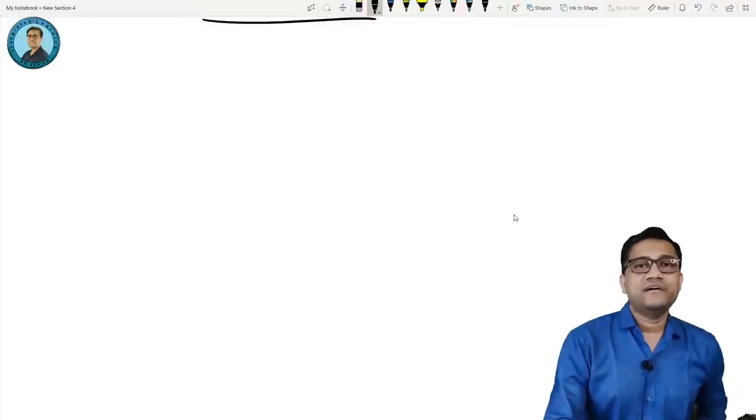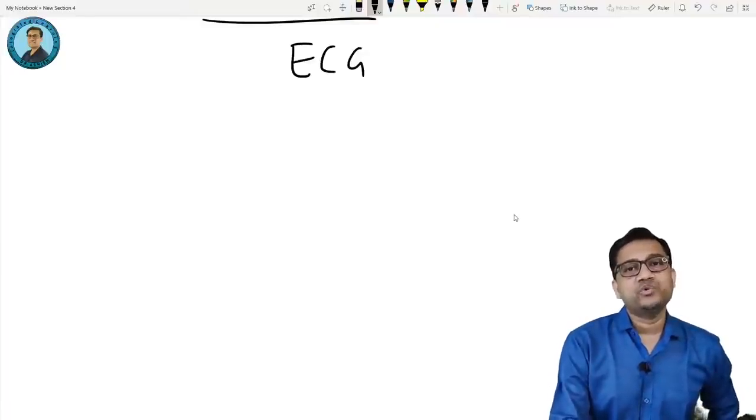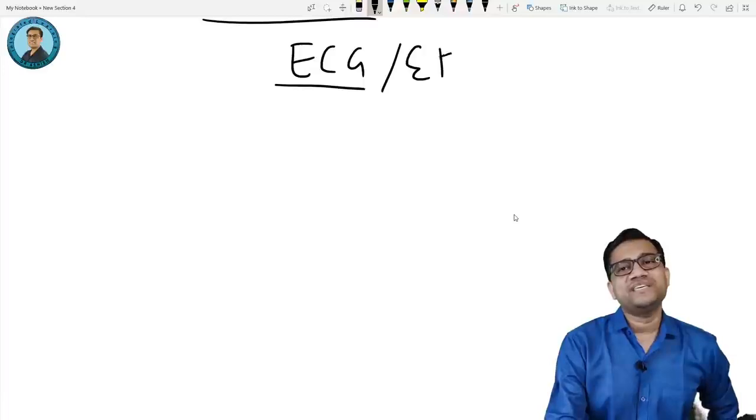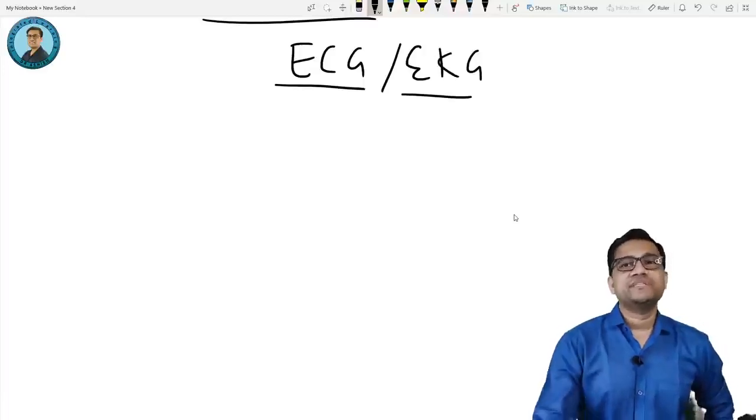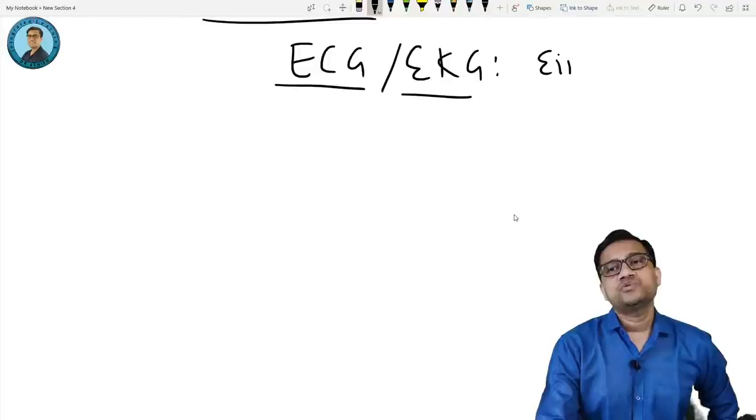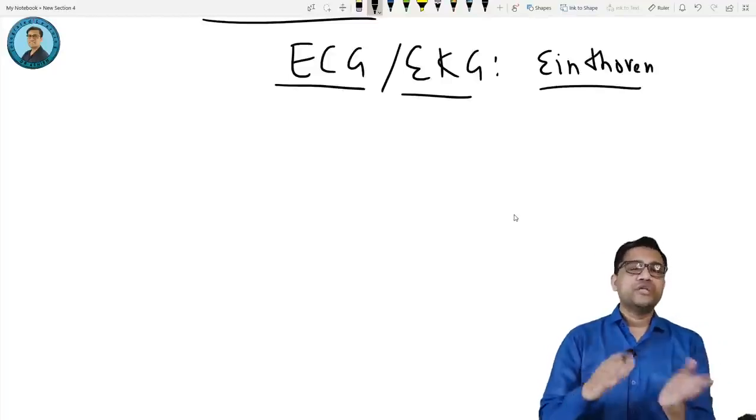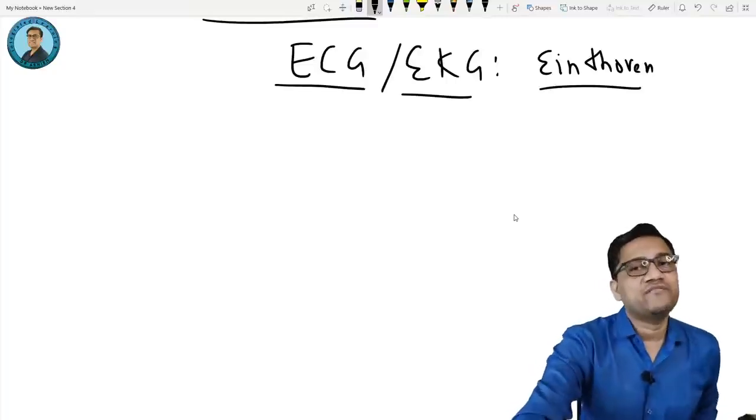So first, in the ECG, what do you do? Basically, it is also called EKG. And who was the scientist? A German scientist named Karl Anthoven. These things are not that important. Karl Anthoven got the Nobel Prize also. Yes, he invented the technique for ECG.